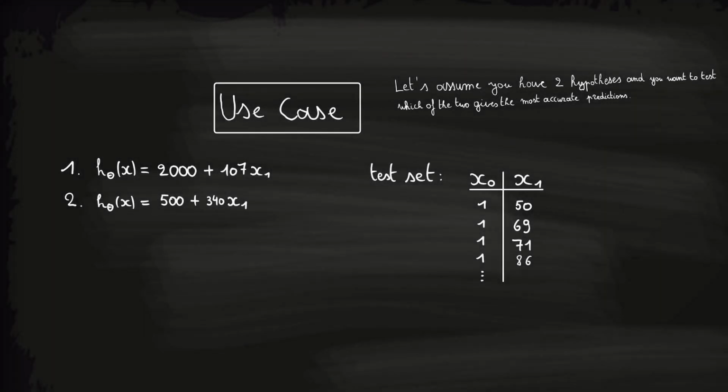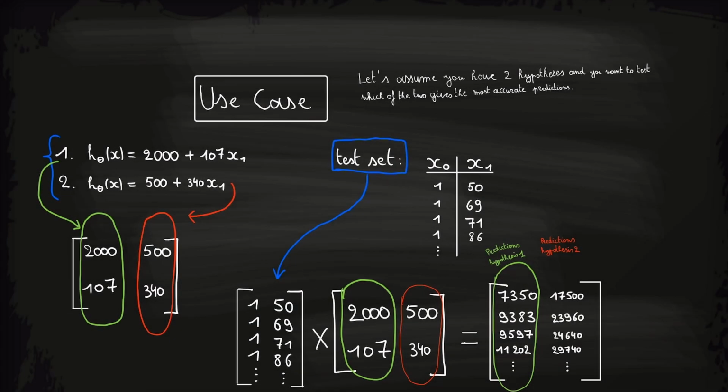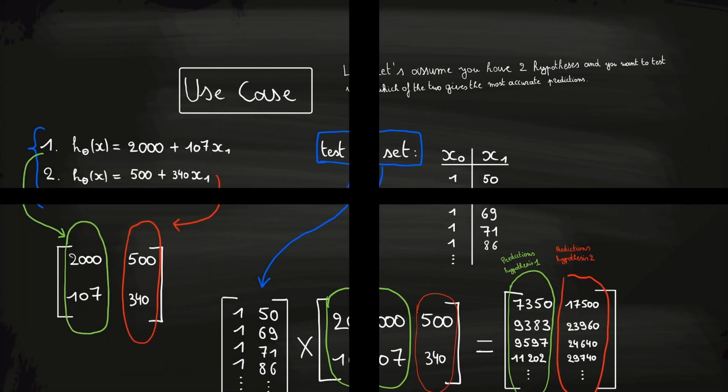Just as we did before, let's look at the practical use of matrix multiplication in machine learning. Let's assume that you have two hypotheses of which you want to test which one can make the most accurate predictions. Meaning that we again have a test set like we saw in the matrix vector multiplication example. If we now not only capture the parameters theta in a vector, but capture them of both hypotheses like this in a matrix, then we can do a matrix multiplication, which will give us another matrix that contains not only the predictions of the first hypothesis but also of the second hypothesis.